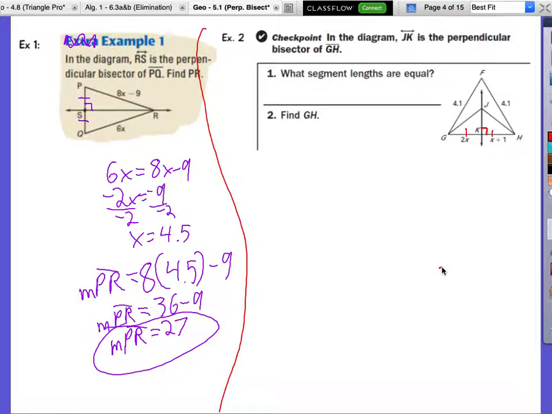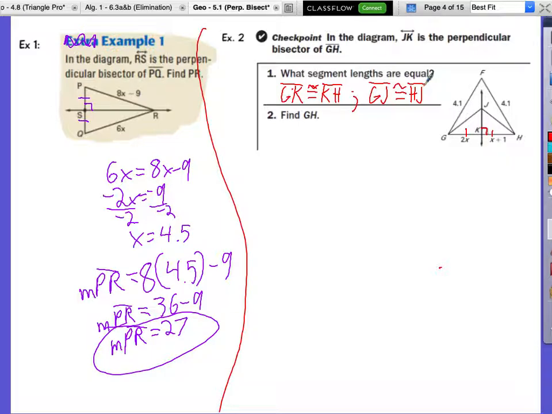Okay. So what segment lengths are equal if we know that line JK is a perpendicular bisector of segment GH? Faith. Okay, we know that segment GK is going to be congruent to segment KH. Do we know anything else? GJ. Why do you say GJ? Because GJ and HJ are the same distance. Very good. Segment GJ and segment HJ are both going to be congruent as well, because J is on the perpendicular bisector of segment GH, so it's equidistant from the endpoints G and H.